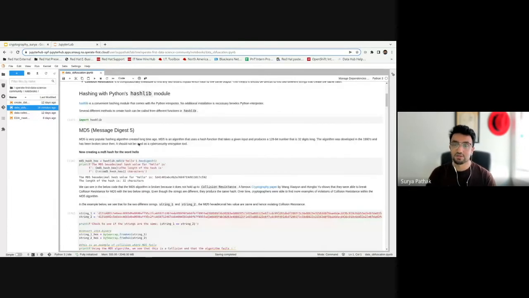The first hashing function, the earliest one, was MD5. It is called Message Digest 5. MD5 is a very popular hashing algorithm created a long time ago. It produces a 128 bit number that is 32 digits long. So here, as we can see in this example, we have the word hello, and we are transforming it to the MD5 hashed value. When we do this, the hashed value appears over here.